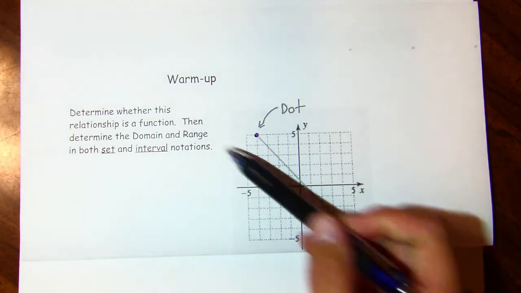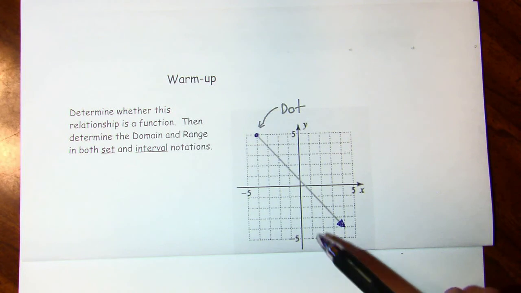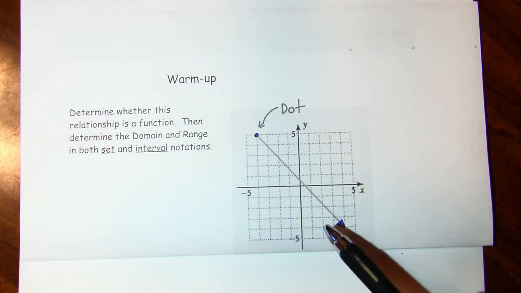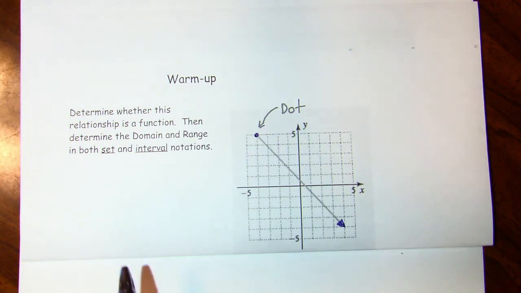Just so you're aware, this is a line. You guys studied these all the way back in 8th grade math and really heavily in Algebra 1. So a line is always a function. Isn't that wonderful? Except in one case, when it's straight up and down. So there we go. That's not too bad.